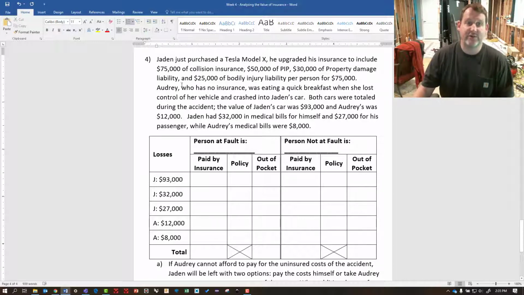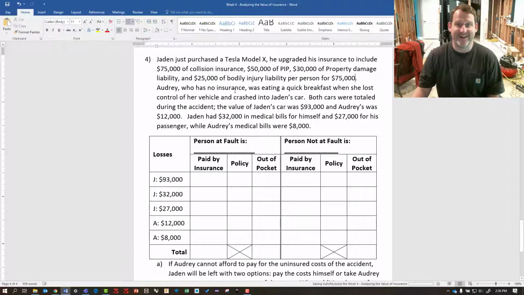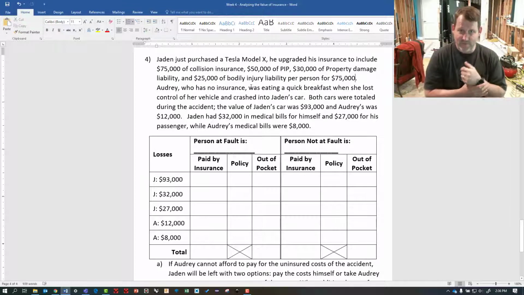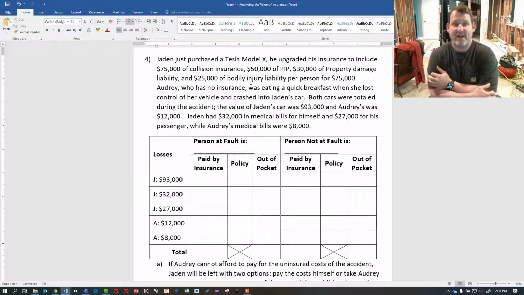Okay. Audrey, who has no insurance. Audrey's driving with no insurance. That is not cool. Eating a quick breakfast with no insurance, and she's doing something reckless while driving. Crashes into Jaden's car. Both cars were totaled. I feel so bad for both of them. The value of Jaden's car was $93,000, and Audrey's was $12,000.